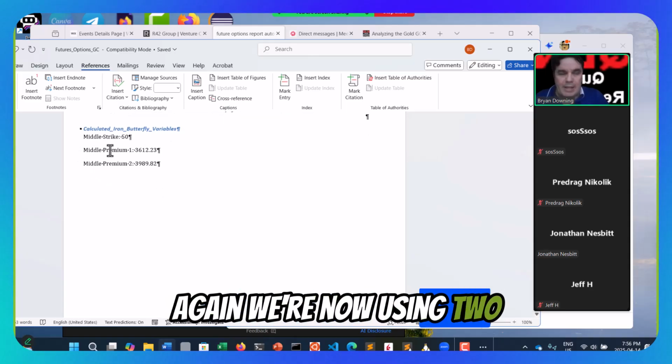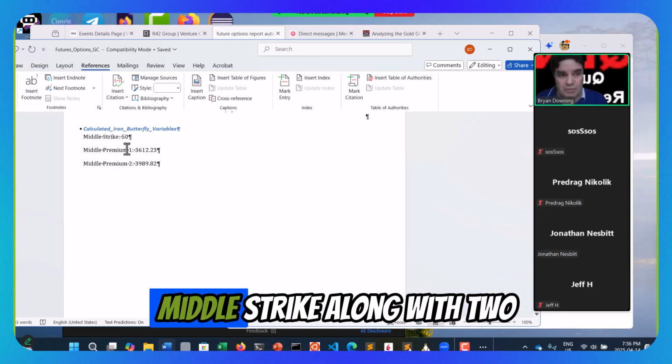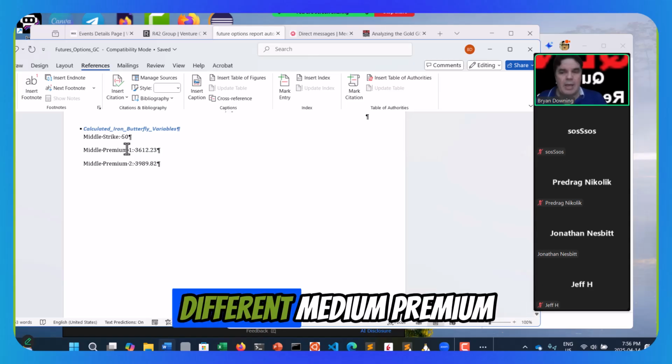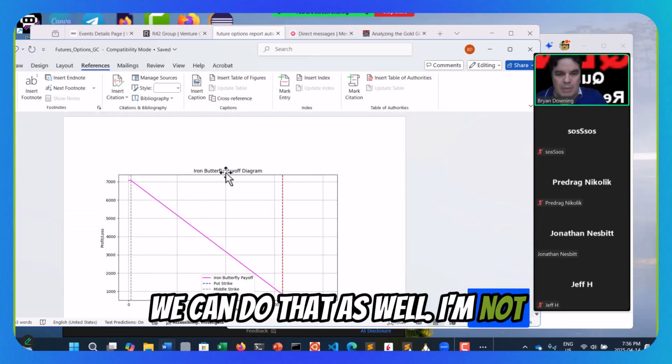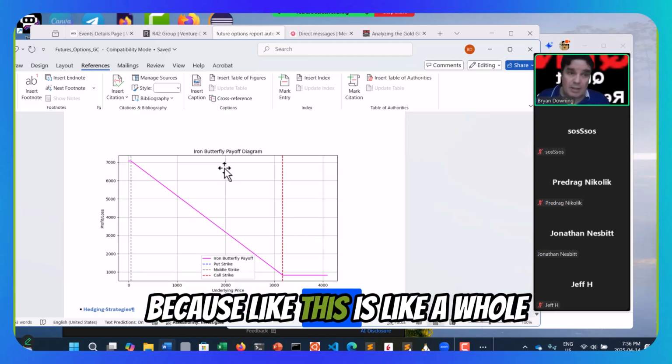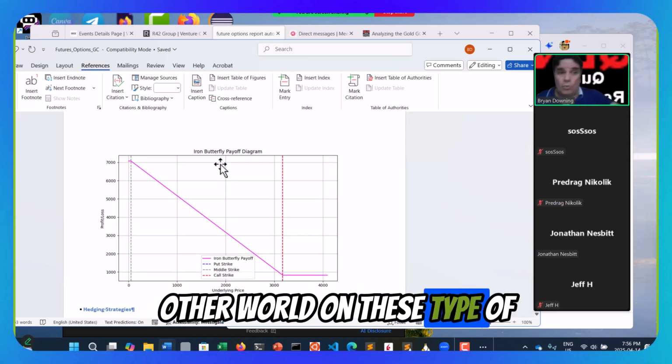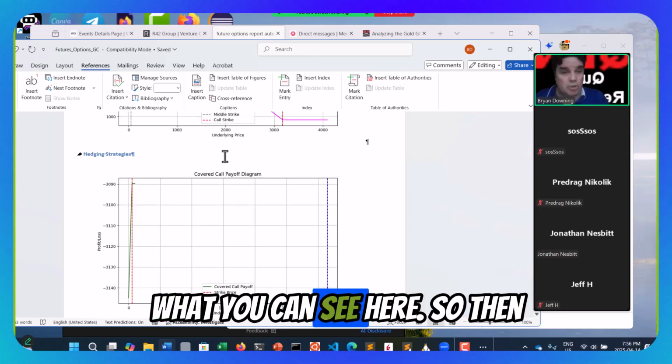Okay, so there's another one, calculated iron butterfly. Again, we're now using two different strike prices. We have a middle strike along with two different premium prices as well, and we can do that too. I'm not going to go into detail on it because this is a whole other world of these types of strategies. I'm just showing you what you can see here.